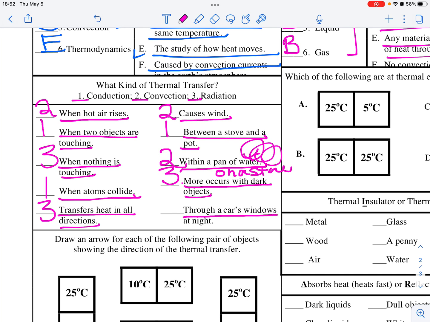And what can go through a car's window at night? This is sort of a weird one. I don't like this one. But we'll go ahead and do it anyway. So through a car's window at night. And this is probably going to be one, conduction. Because at night we're not going to have light getting through. But we can have heat transferred through a window.